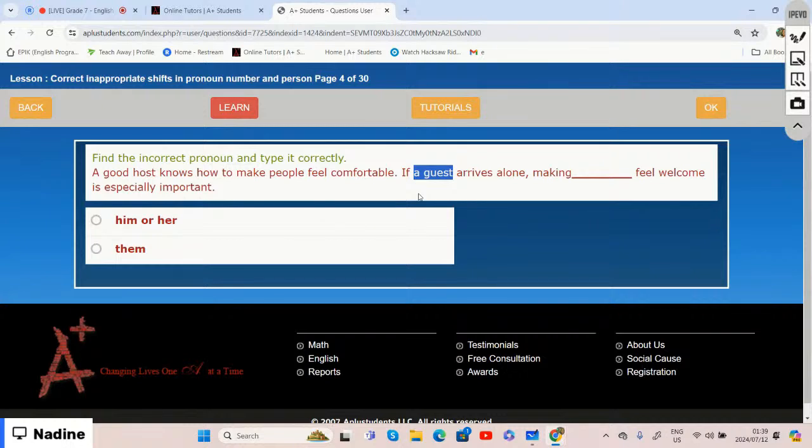All right, if we are making mention of one guest, because they say if a guest arrives, one guest, then we will say him or her. Making him or her feel welcome is especially important because we don't know if it's going to be a male, we don't know if it's going to be a female. All we know is it is the guest of maybe the hotel or the guest of the restaurant or something, right? So we are making mention of him or her because it can be a him, it can be a her, it can be anyone.